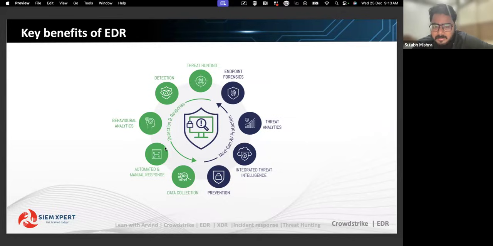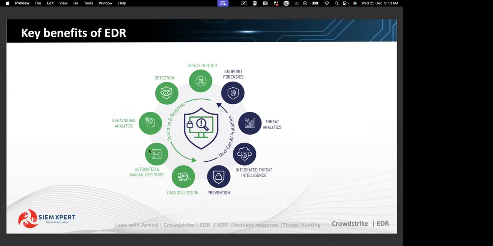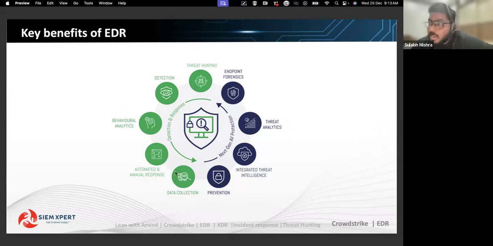Yes, Arvind. Now you see the difference? They are different. How they are different, we'll see as we keep going.